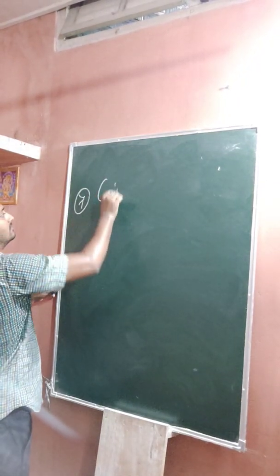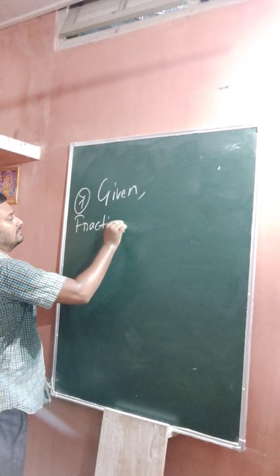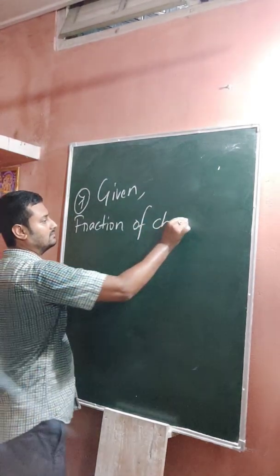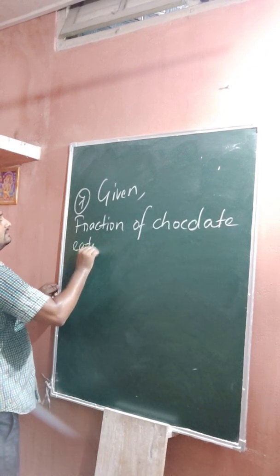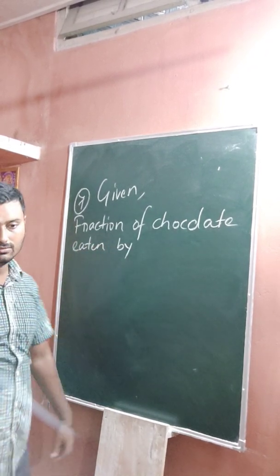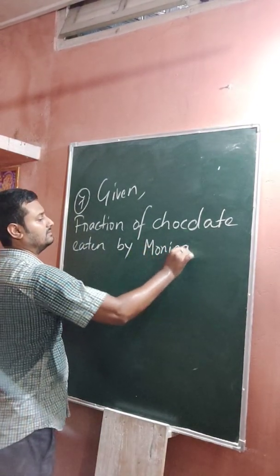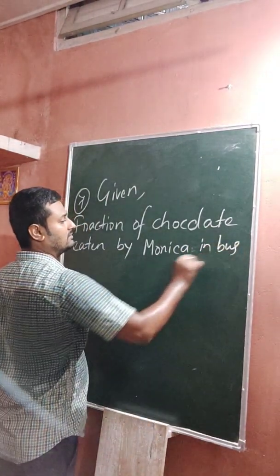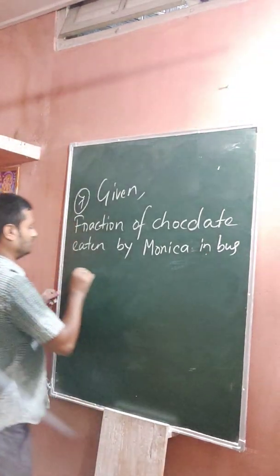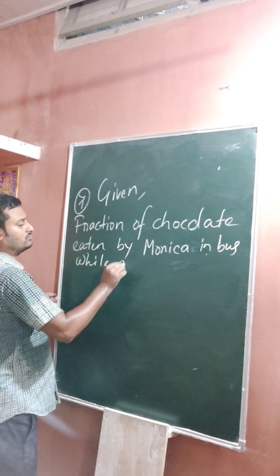So you just write question number 7. Given: fraction of chocolate eaten by Monica in the bus while going to school, because in the bus she ate two times.